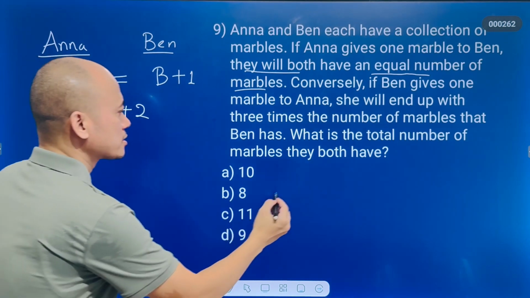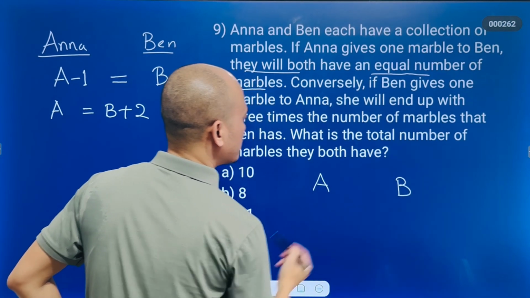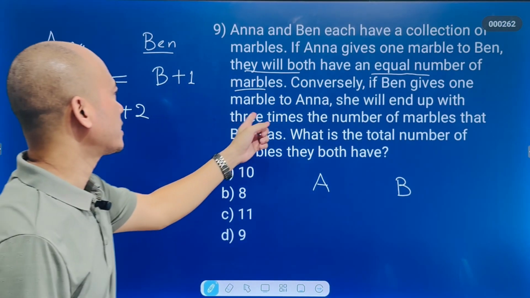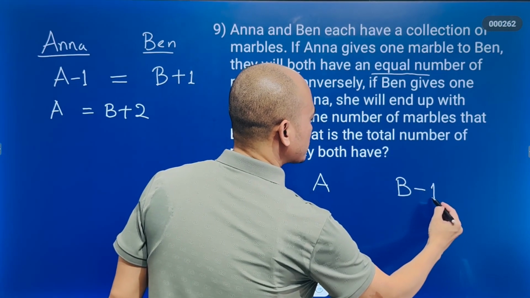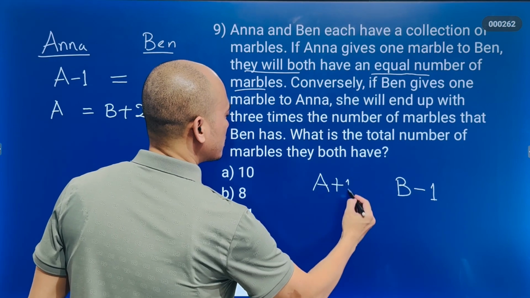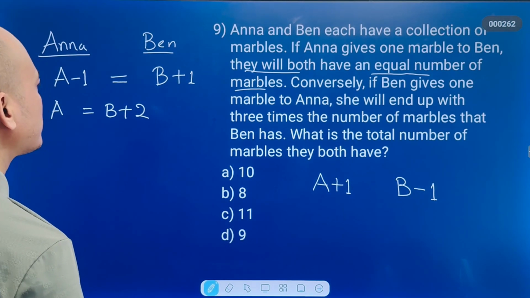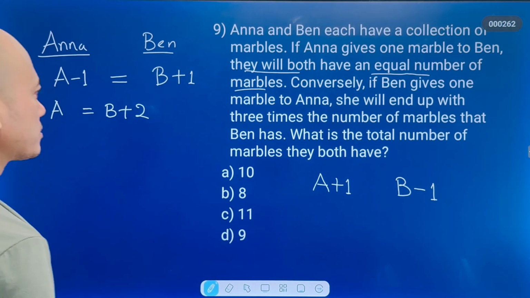Then in the second case, A and B, Anna and Ben. So what it is saying, if Ben gives one marble to Anna, it will be B minus 1. That means Anna will receive one marble, so this will be A plus 1. If Ben gives one marble to Anna, she will end up with 3 times the number of marbles that Ben has.